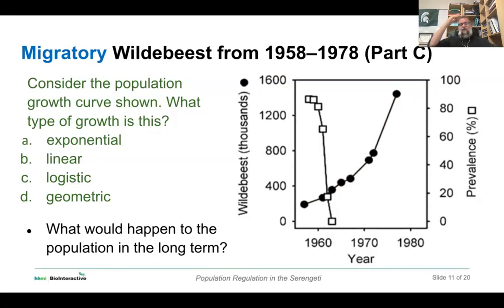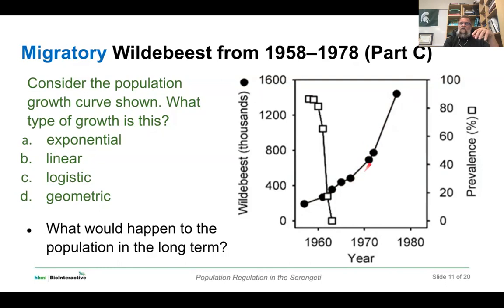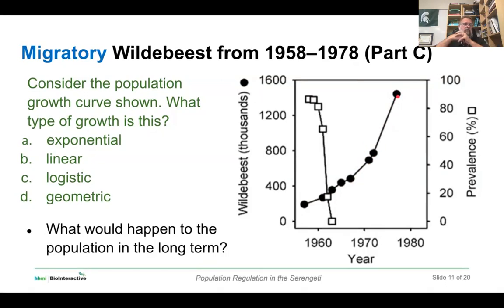There's a follow-up question, which on your worksheet is number 6. What would happen to the population in the long term? If nothing changed, what would happen to this population? And there's more than one possible outcome. See if you can come up with at least 2 of the 3 possible outcomes that could happen.